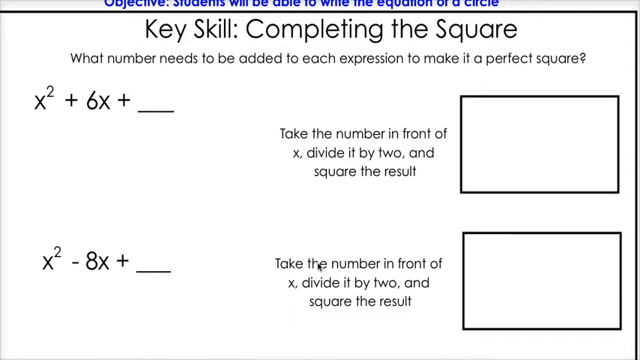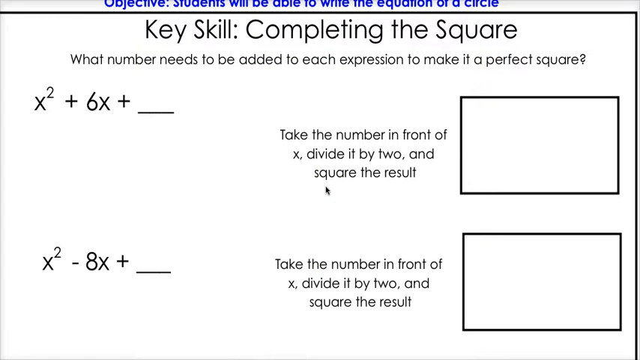Now, for you to even be able to complete this lesson, you're going to have to know this key skill, and it's called completing the square. This is something that you might remember from last year because it's a topic in algebra, or maybe not. So we're just going to look at the basics here. What you see here is two quadratic trinomials, all right? 1, 2, 3, it's a trinomial, but it's missing the last term. We want to find out what number needs to be added to each expression to make it a perfect square. I'll explain what a perfect square is in a second, but let's first show how to do it.